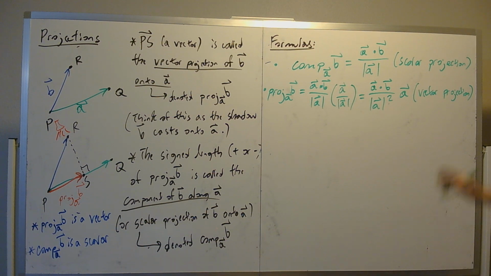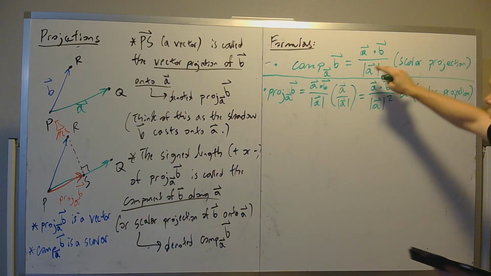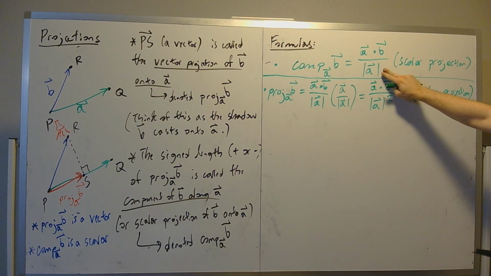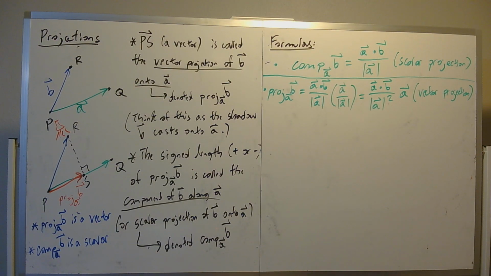Okay, so we get these two formulas. I kind of wish I hadn't written them in the same color here, but we get these two formulas. So we have the formula at the top here. That's the way you find the scalar, and the way you find the vector is this formula down here. Okay.